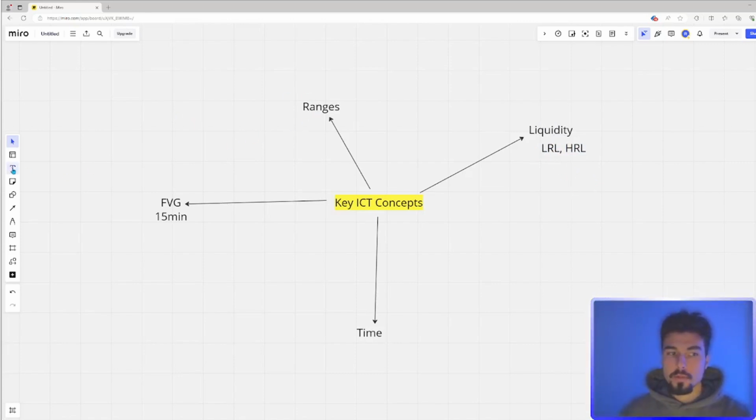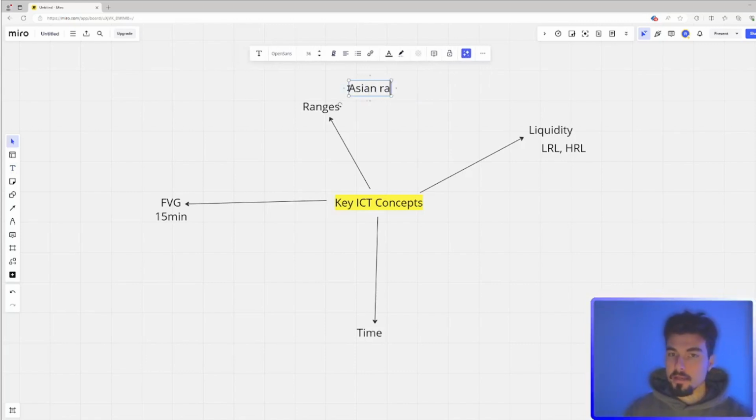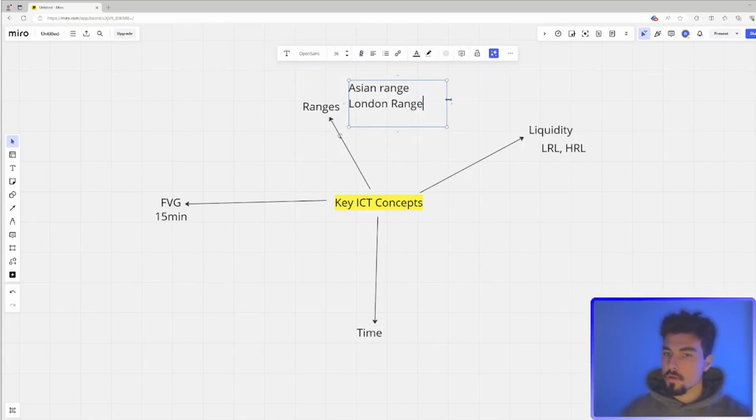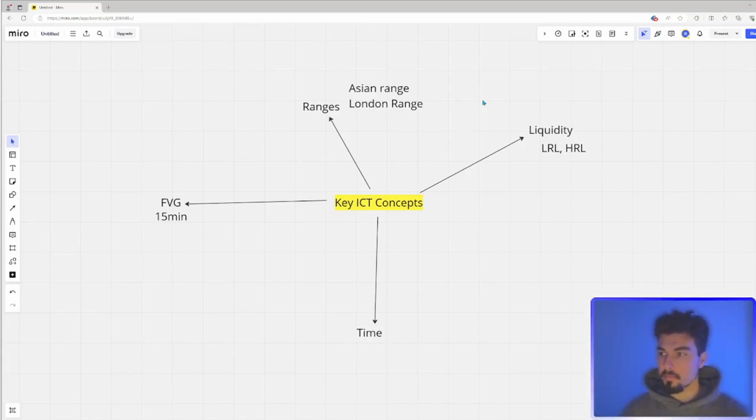The ranges, I'm talking about where are we sitting in the range, right? If we mark out the Asian range, or we mark out the London range, where are we in that range? Are we at the top? Are we at the bottom? Are we in the middle? Because that's going to change how you trade, if you're trading towards liquidity or if you're waiting for liquidity to be swept before then taking a trade.